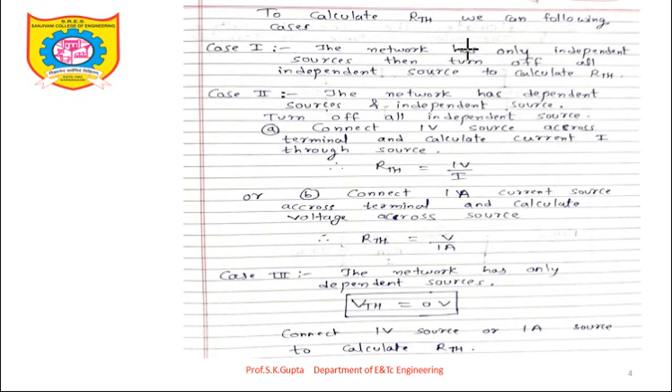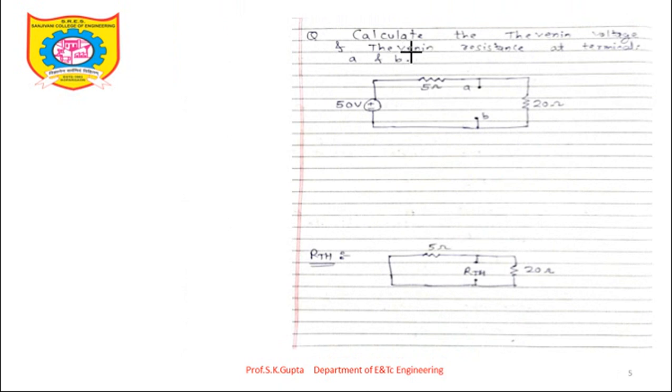Only independent sources are present. So in that case, turn off all independent sources, take the parallel and series combination of resistances, and get the value of RTH. If dependent sources and independent sources are both present, turn off the independent sources, don't disturb the dependent sources, and connect a 1 volt source, calculate current, or connect a 1 ampere source, calculate voltage, and get the value of RTH by using this relation. And if only dependent sources are present, VTH in this case is 0, and RTH is found by the same method. Okay, so just look at this simple example.